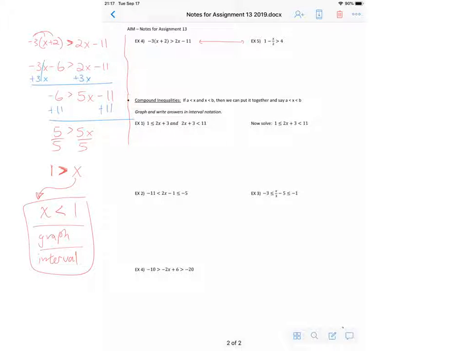Next, I want to solve the same inequality, but not move the minus 3x to the left. So I'm going to start here.